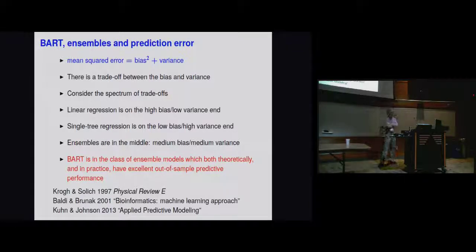Now I was talking to Rob about this and he says this is not true, but according to the literature I've read, it is. Of course, all ensembles are not created equal. You can do very dumb things by creating an ensemble that doesn't work. So maybe we should say smart ensembles have nice properties. And as we've already seen, BART is in the class of ensemble models, which both theoretically and in practice have excellent out-of-sample predictive performance. I have some literature here where you can find more information on ensembles, especially the book in the middle, Baldi and Brunak. They have lots of theorems that show why ensembles have such good performance from a theoretical perspective.